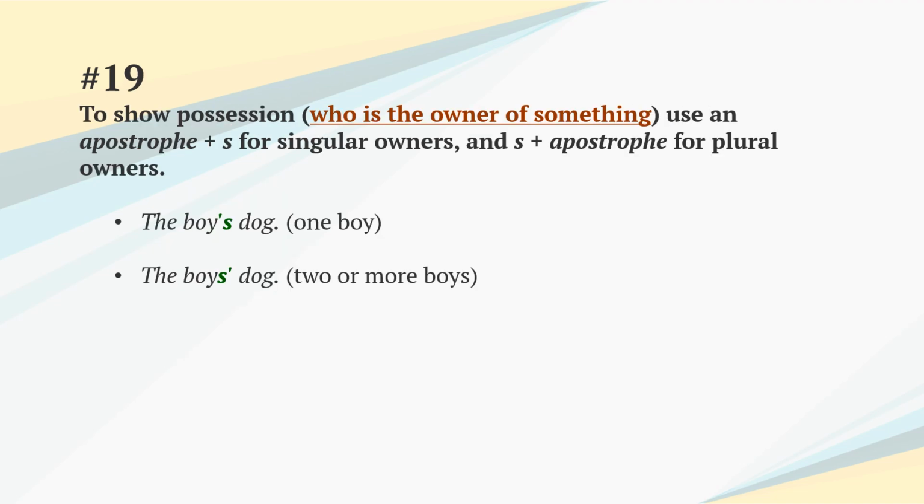Rule number 19. To show possession, who is the owner of something, use an apostrophe plus s for singular owners and s apostrophe for plural owners. The boy's, one boy. The boys', two or more boys.